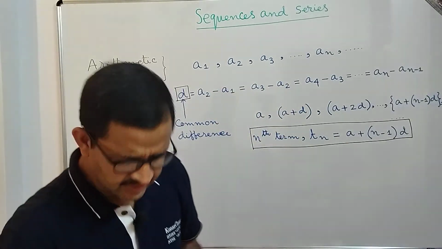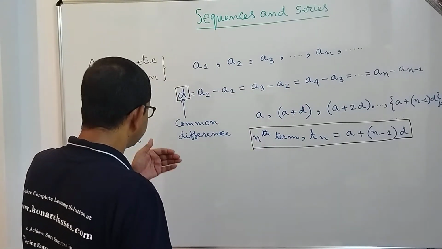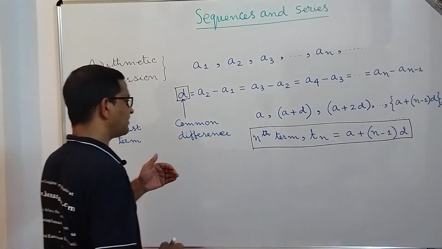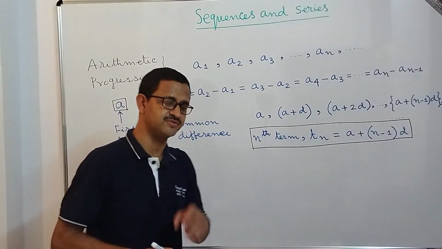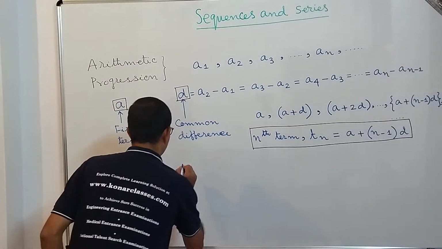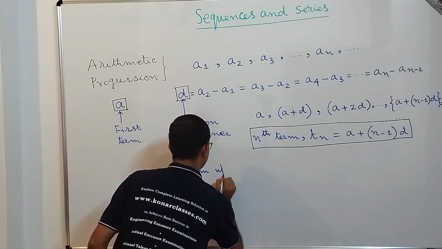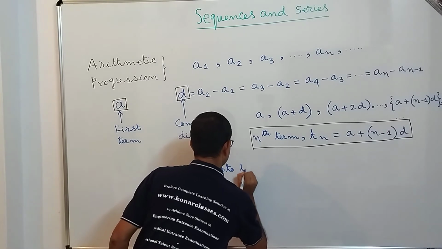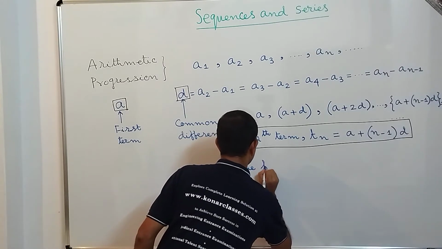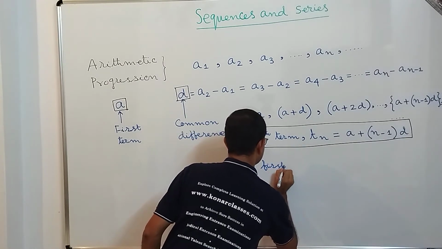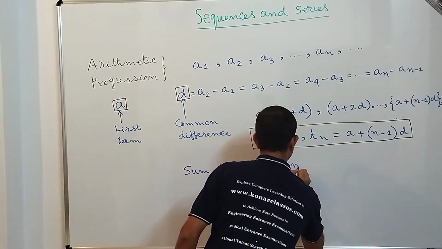Okay. So now the second one is, what is the sum up to the first n terms.